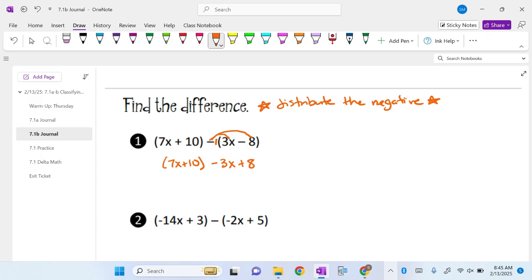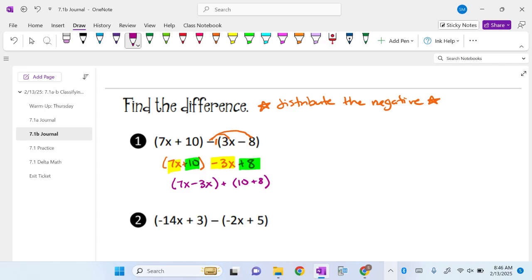Now I can combine like terms. So what's one set of like terms that I got? So the 7x and the 3x, and then the 10 and the 8. So in standard form, we would have 7x minus 3x plus 10 plus 8. So a subtraction problem is just an addition problem in disguise. You just have to do one more step.